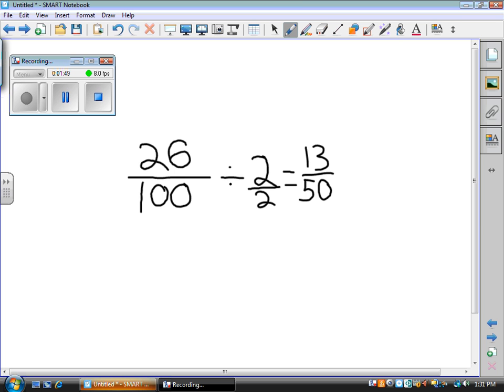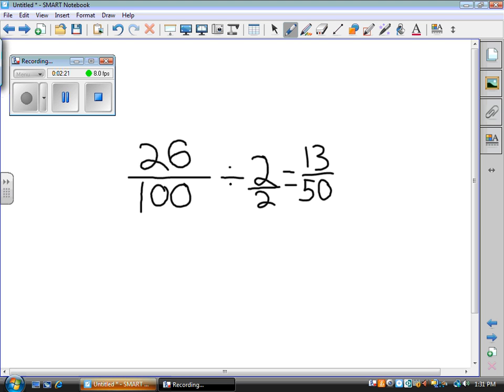Now, we have to take a look at 13 out of 50 and see if we're done here. Do we have two even numbers? No, so can they both be divided by 2? No, 13 cannot be divided by 2. 50 can, but 13 can't. Let's try another number. What about 3? Can they both be divided by 3? Can 13 be divided by 3 evenly? No. What about 5?